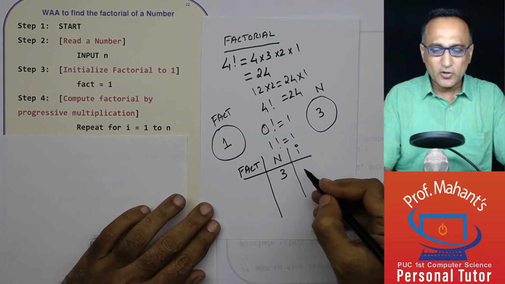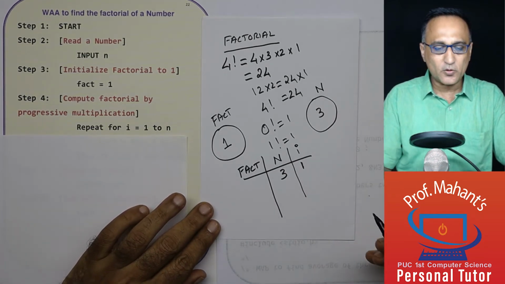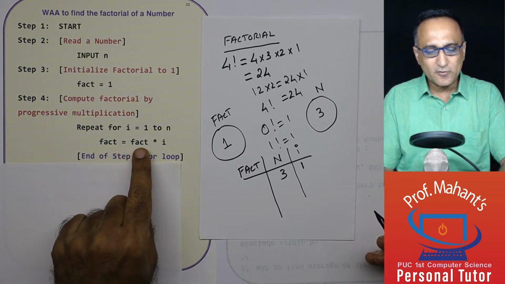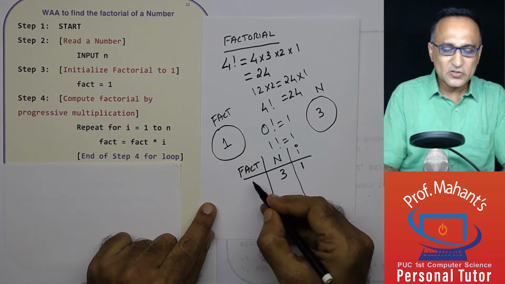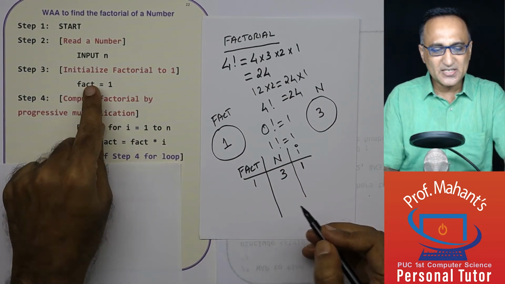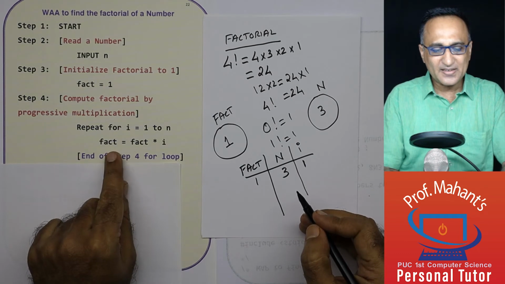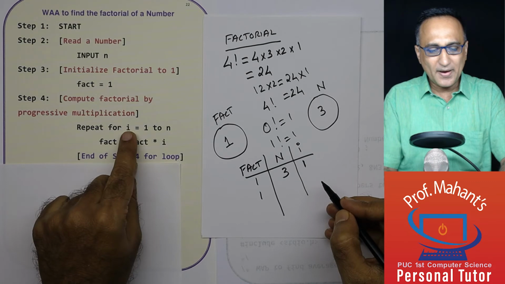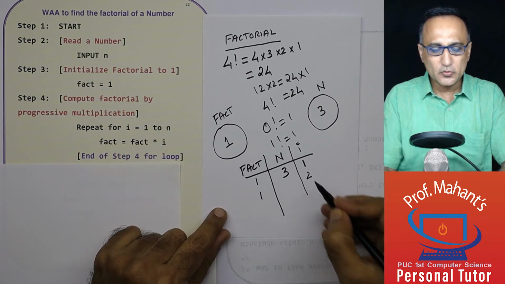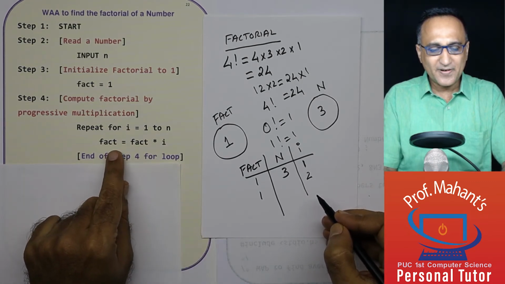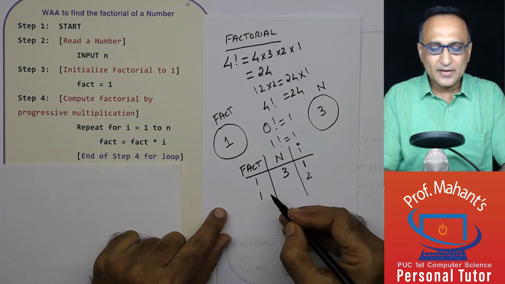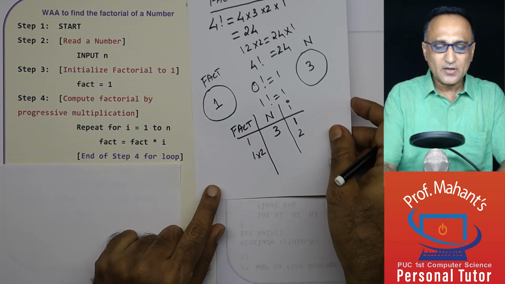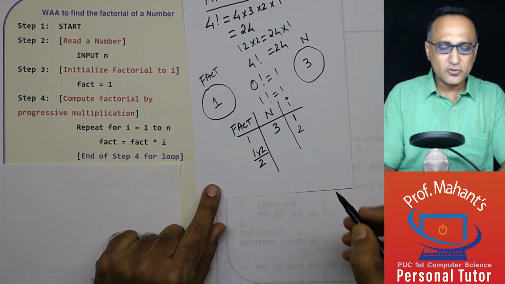Repeat for I equal to 1. So I'm starting with the value of I equal to 1. What am I doing? I am multiplying fact is equal to fact into I. Fact is 1. You can see here it was initialized as 1 here. So in this step fact is 1 into 1. So fact remains 1. When you go back here, I ends up becoming 2. Now next time when you come, fact is fact into I. 1 into 2, so fact now becomes equal to 2.